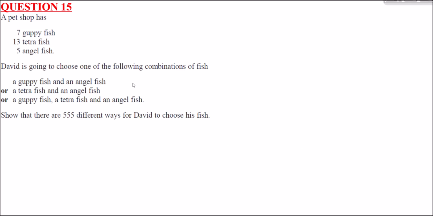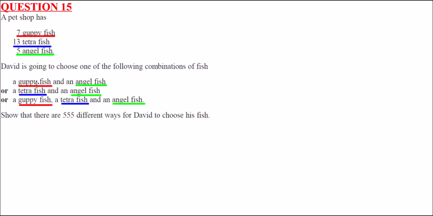Question 15, we're talking about fish. So a pet shop has got 7 guppies, 13 tetras, and 5 angelfish. David is going to want to choose one of the following combinations. There are 3 different types to choose from: guppy, tetra, and angel, colour coded in red, blue, and green respectively. So you could either pick a guppy and an angelfish, 7 and then 5 angels, or a tetra, of which there are 13, and an angel, 13 tetras and 5 angels, or you could pick one of each.